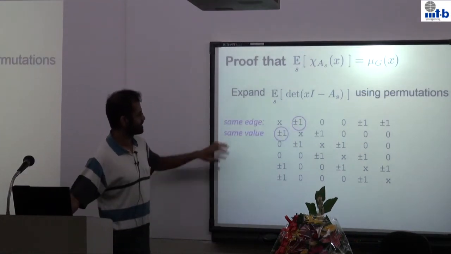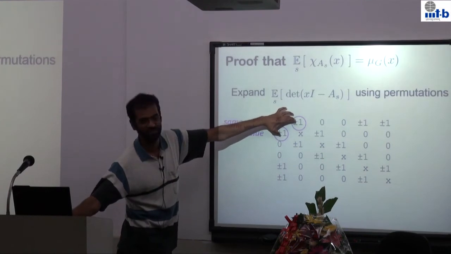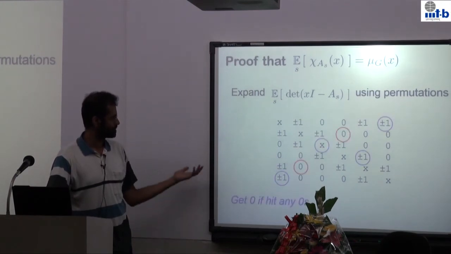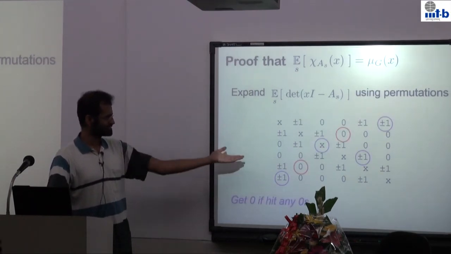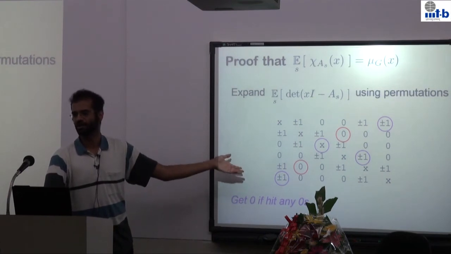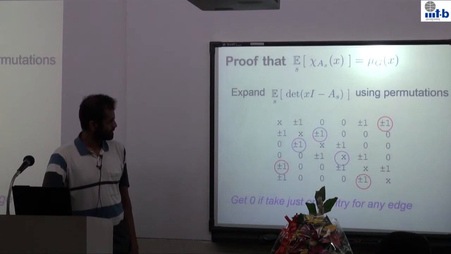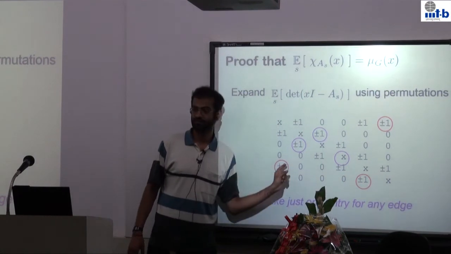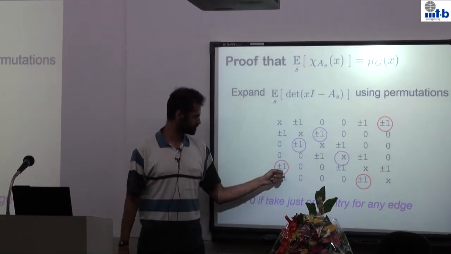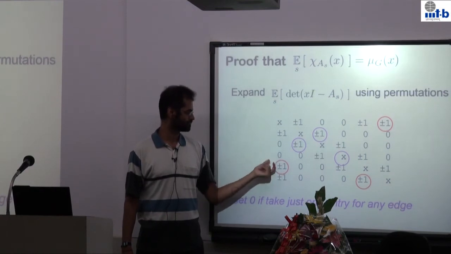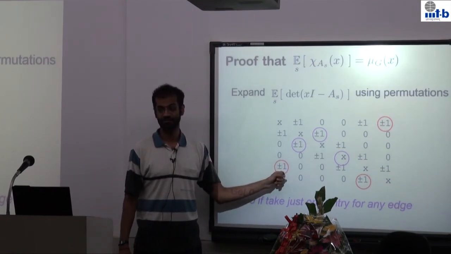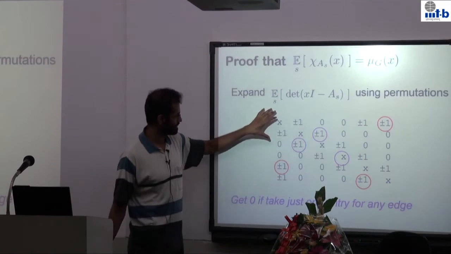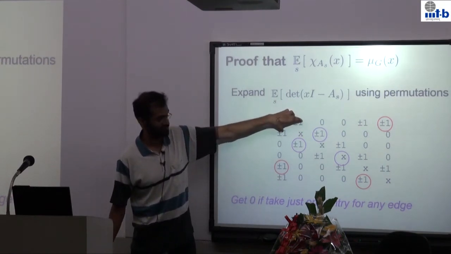But of course, because the signing is symmetric, for each edge you choose the same sign. You don't just flip each entry randomly. So let's see what happens. Here's a permutation. If the permutation hits any zeros, you get 0, because it's a product of terms. If any of them is 0, you get 0. And if you choose just one entry for any edge, you also get 0, because the signs on the edges are independent. By independence, the expectation of the product is the product of the expectations for these independent edges, and the expectation of this is 0. So any permutation that shows up in the sum has to pick both copies of an edge.